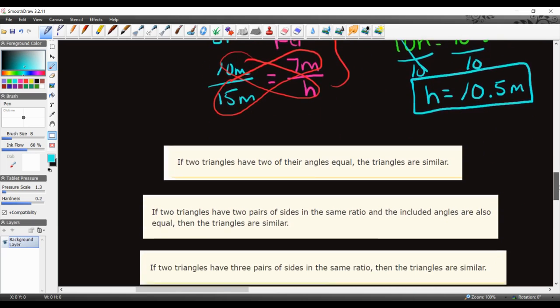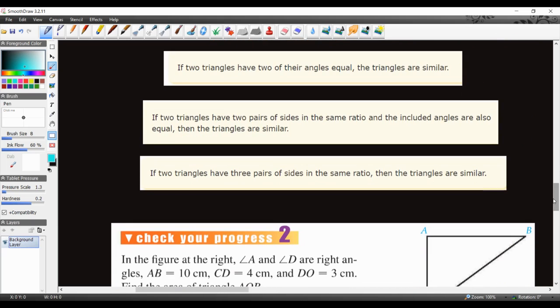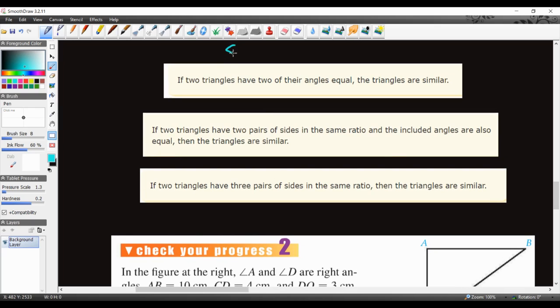With that in mind, we're going to go over some postulates here that you might have seen in the past. These are similarity postulates, not to be confused with the congruence ones, because those are going to come up right after. We have these three postulates that if triangles display these properties, that means that they are similar.